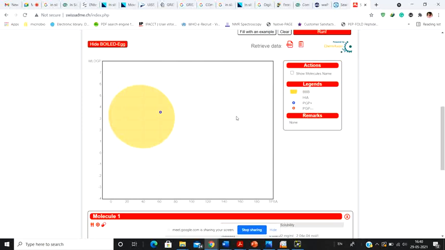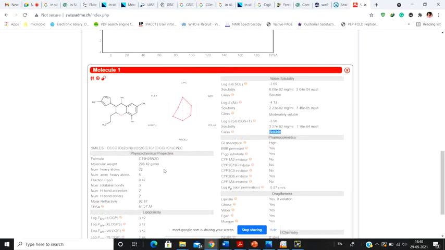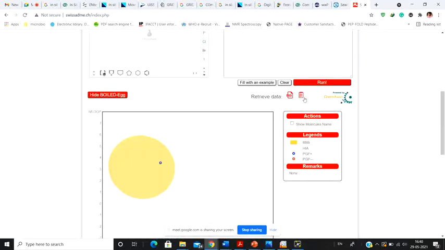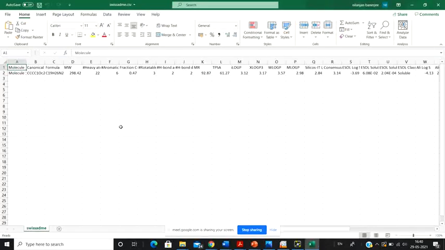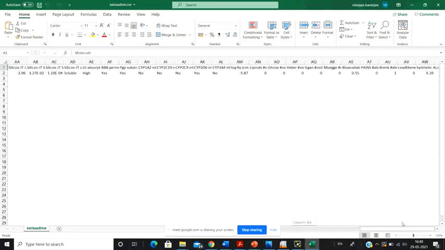And you can also download this data. You can simply click on this particular CSV and you can download the data. All these parameters will be downloaded as an Excel sheet. Okay, you can click on it and it will be downloaded as an Excel sheet. See, all the parameters that you have seen are mentioned.